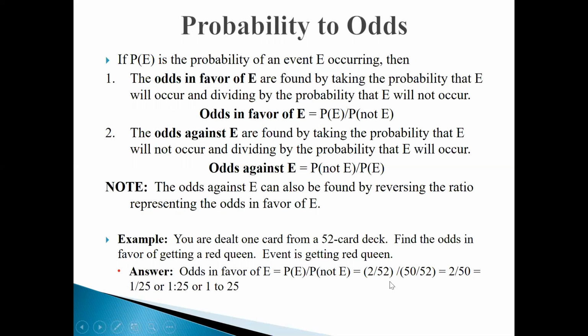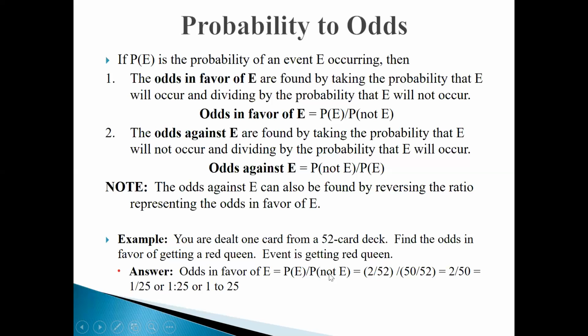So let's look at an example here. You're dealt one card from a 52 card deck. Find the odds in favor of getting a red queen. So our event is getting a red queen. Well, how many red queens are there? Well, there's going to be just two, because you're going to have two reds and you're going to have two blacks. So the odds in favor of E is going to be the probability that we have event E occurring divided by the probability that event E does not occur. So how many red queens? There's 2 out of how many total cards? 52. So that's going to be the probability of E occurring.